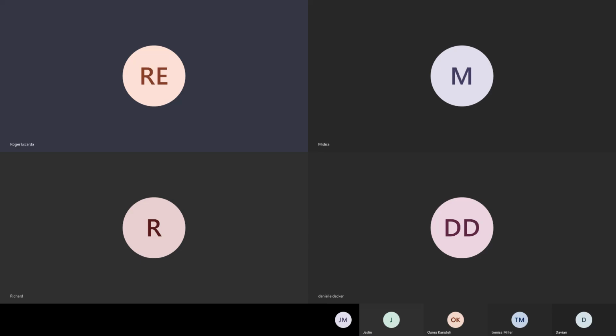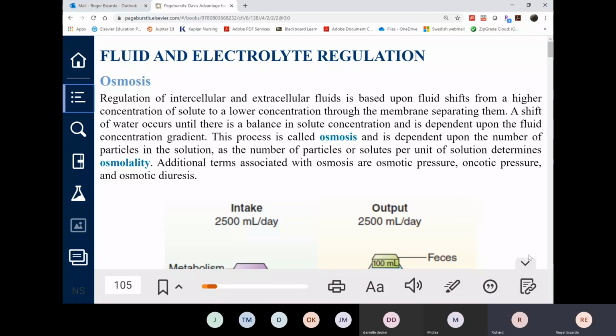You can see my screen. Yes. All right, so let's start with a review. Hello? Which chapter is that? Page 105, chapter 8. All right, this is just a review, okay? This is not a full lesson on fluid and electrolyte regulation.